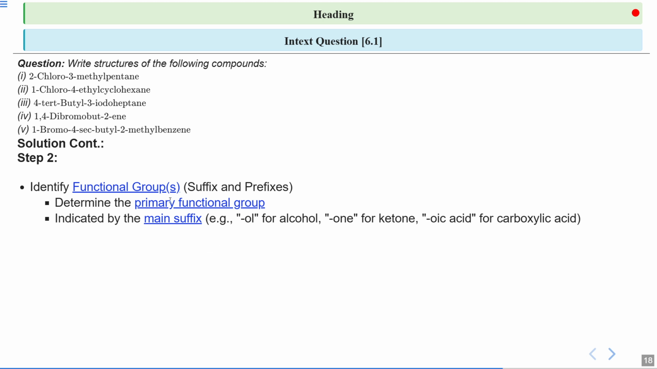So the primary functional group will be indicated by the main suffix. For example, in the hexanol, the OL as a suffix present here is indicating that an alcohol functional group is present in the structure.